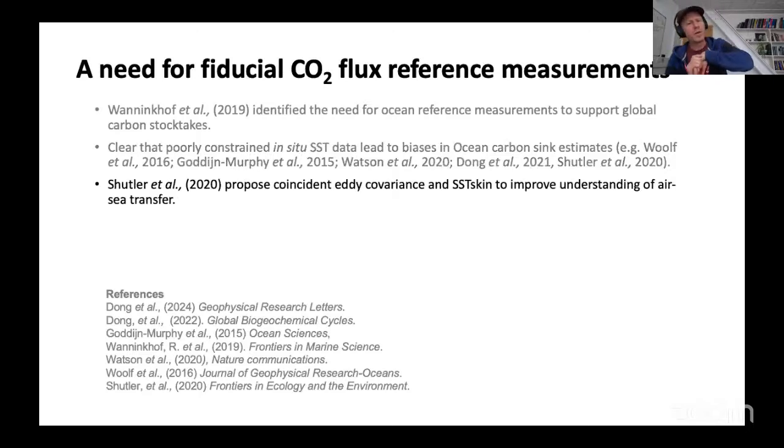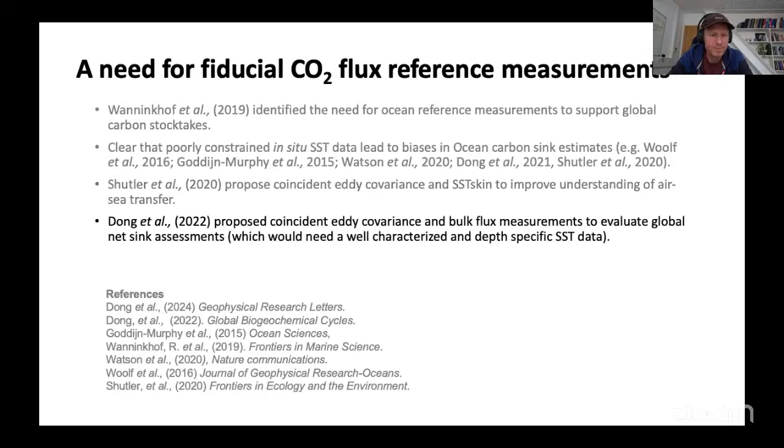And then we did a forward look, a community review some years ago, and this identified that if you have coincident eddy covariance with sea surface skin data, then it could allow you to understand more about the air-sea transfer process. And this is also known to be a large source of uncertainty within these ocean sink estimates.